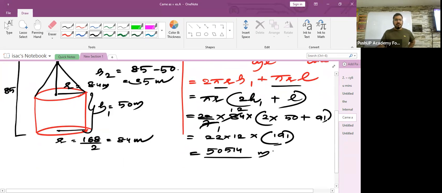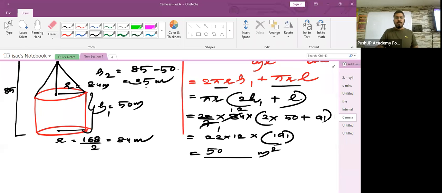50514 meter square. We'll just confirm it. 22 into 12 into 191. 50424? Yeah, 50424. Jeevan, do it again. Aditya, did you get this much? Yes, I got it. All right, very good.